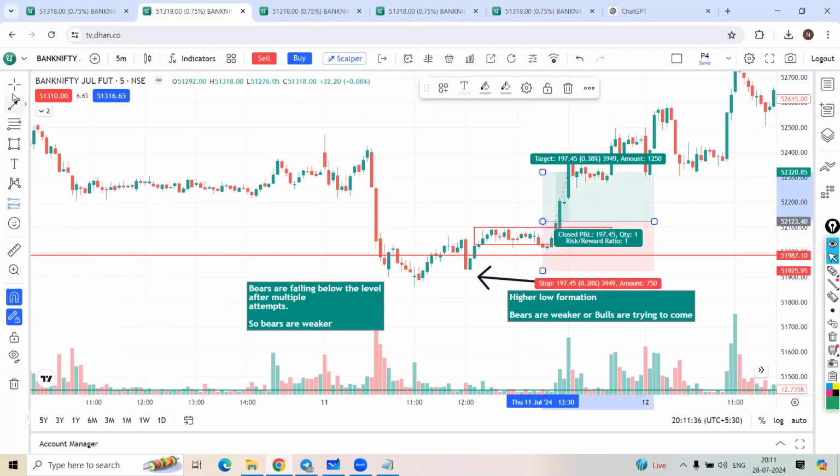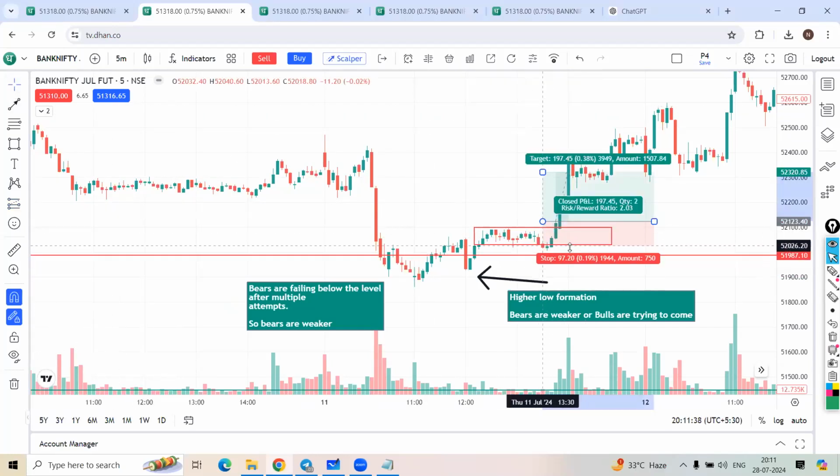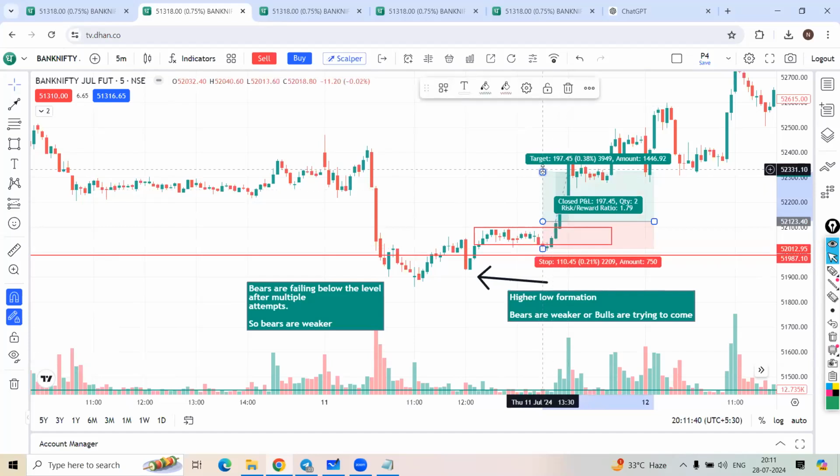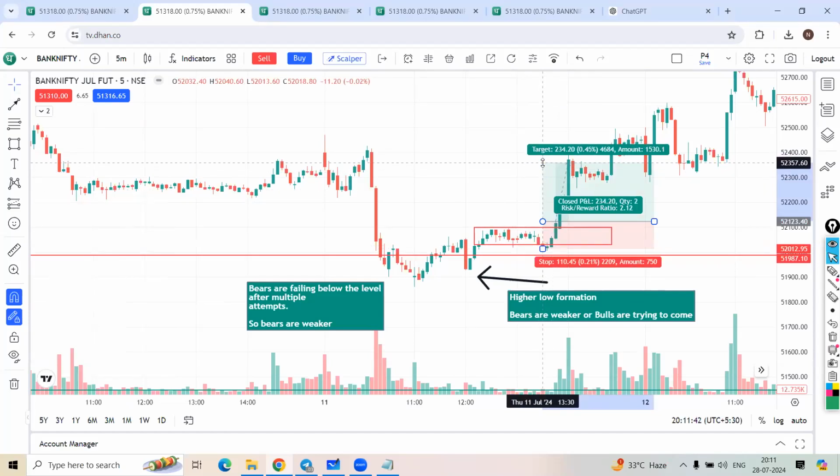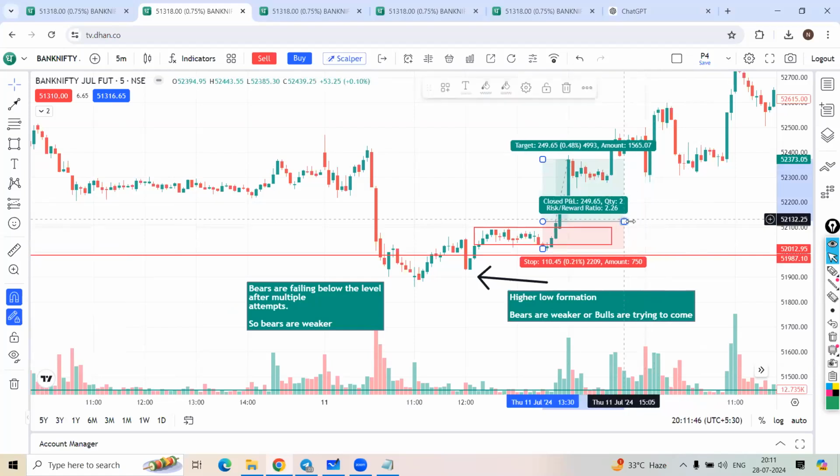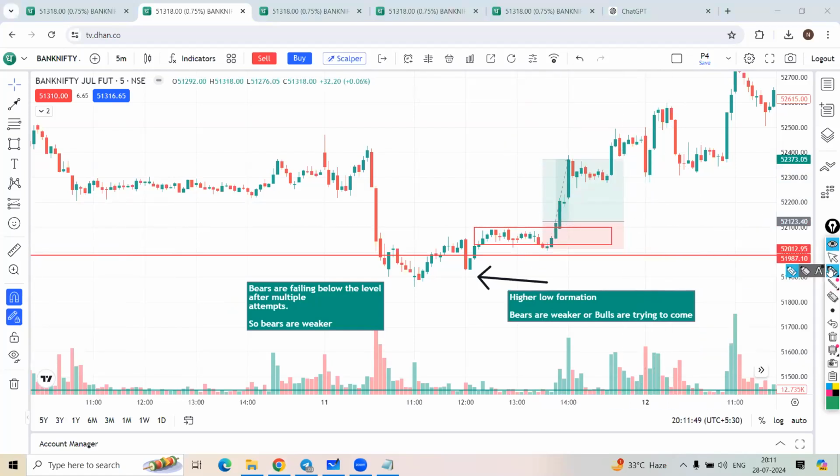This becomes my entry. Am I taking entry with any random prediction? No. Clue, data, information from the chart reading. No prediction, zero prediction. Bears are failing to move below this level after multiple attempts. Bears are failing, clue number 1. Higher low formation, bears are failing.